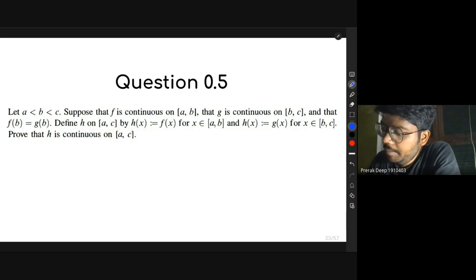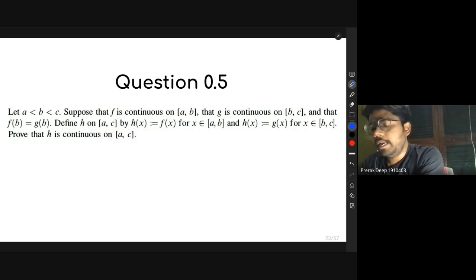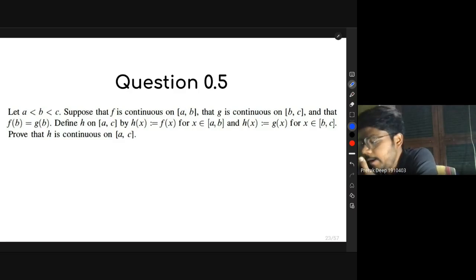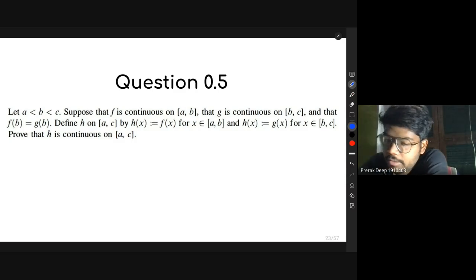In this question, you are given a, b, c in increasing order, and suppose that f is continuous on the closed interval [a, b], and g is continuous on the closed interval [b, c]. At the intersection of these two intervals, which is at b, both functions take the equal value. You define a third function h on the interval [a, c] to be f(x) on the first interval [a, b], and g(x) on the rest of the interval, (b, c]. Now you need to prove that h is continuous on [a, c].